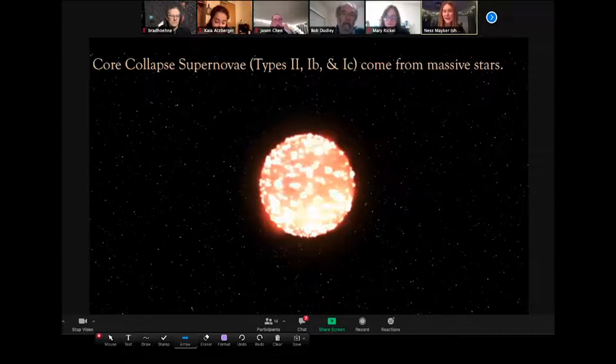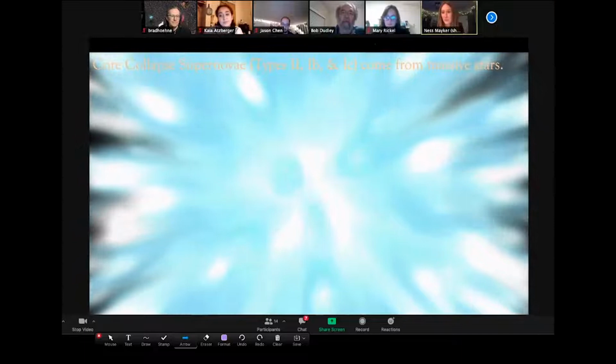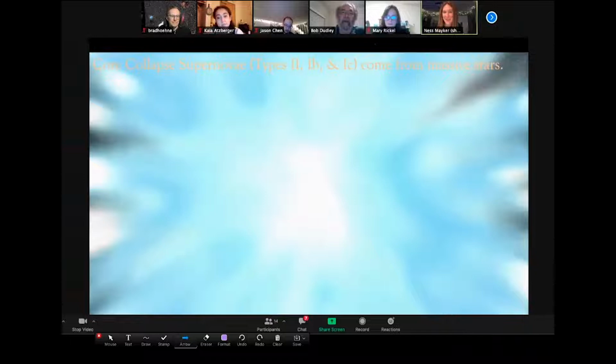That's actually pretty quickly after that star was born relative to the type 1a supernova. I told you these are called core collapse supernova. They're also called types 2, types 1b, types 1c. Basically anything that's not type 1a in this talk is a core collapse, and it comes from a massive star.